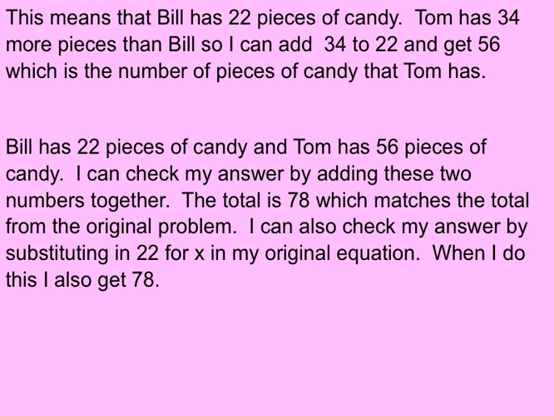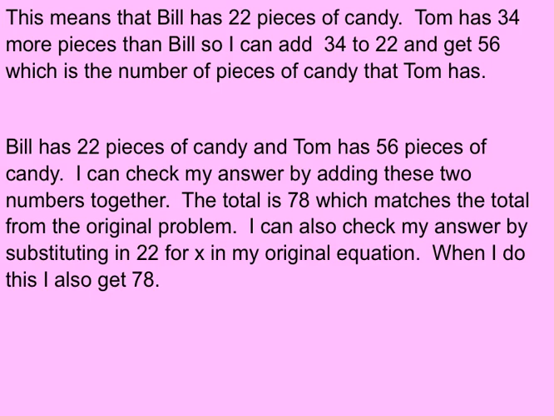Tom has 34 more pieces than Bill, so I can add 34 to 22 and get 56, which is the number of pieces of candy that Tom has. Bill has 22 pieces of candy and Tom has 56 pieces of candy. I can check my answer by adding these two numbers together. The total is 78, which matches the total from the original problem. I can also check my answer by substituting in 22 for X in my original equation. When I do this, I also get 78.